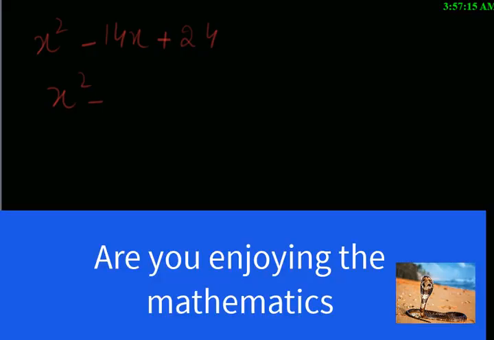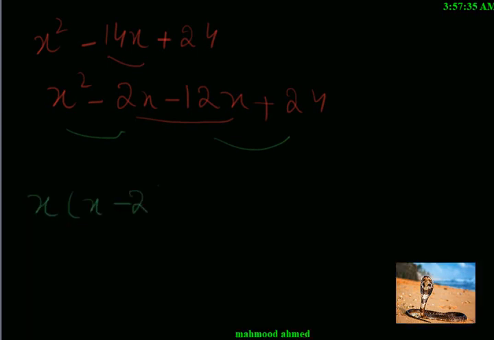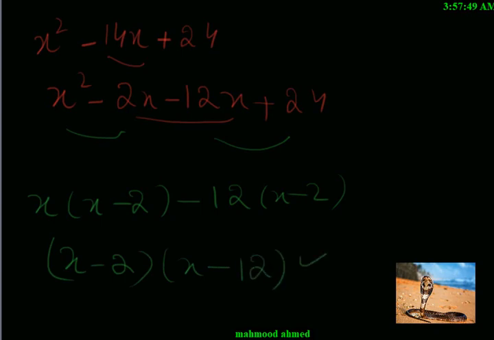Now x square minus 2x minus 12x plus 24. So I have broken down the three terms into four terms so that I could make two pairs, first half and second half, and from the first half I took x as a common factor, x times x minus 2, minus 12 times x minus 2. As I told you, in both halves you have once again the same common factor, so x minus 12. So this is the answer, or the factors of the expression x square minus 14x plus 24.